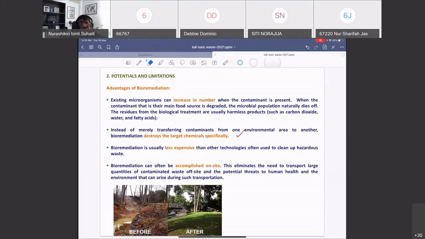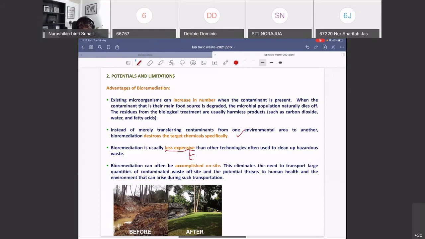Okay, the third point here is less expensive than other technologies. If you want to compare with the chemical treatment or the thermal treatment, incineration, we know that it is an expensive process. So instead of using those treatments, we can opt for bioremediation, which is less expensive.